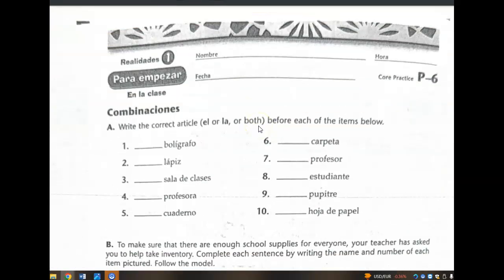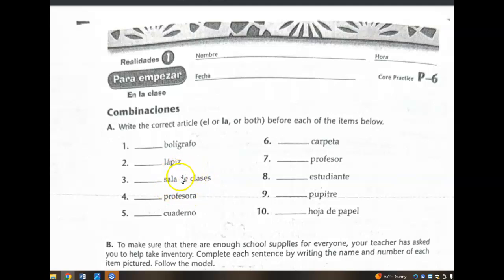Back of the paper, write the correct definite article, el or la, or both. Write both if the noun itself could be either masculine or feminine. Bolígrafo is masculine singular. We know that based upon the ending of the noun, ending in O. So number 1 would be el bolígrafo. Lápiz is also masculine singular. We know that because it ends in a consonant, el lápiz.